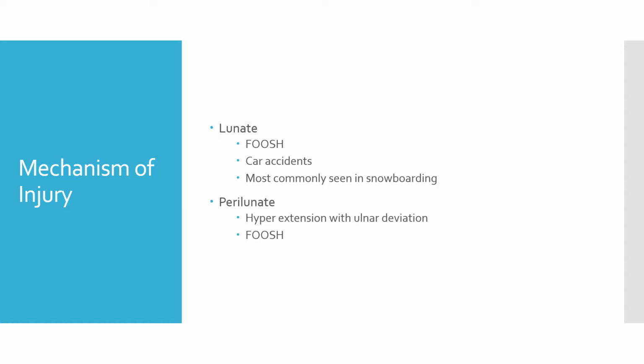Mechanism of injury for a lunate dislocation can be falling, a car accident, and it's most commonly seen in snowboarding. And then for a perilunate, it could be a hyperextension with ulnar deviation and falling.